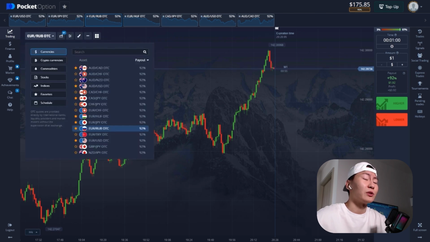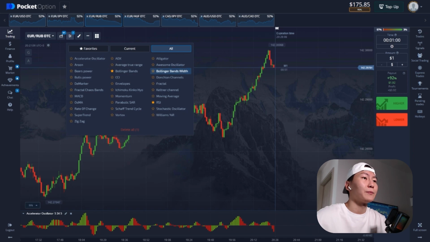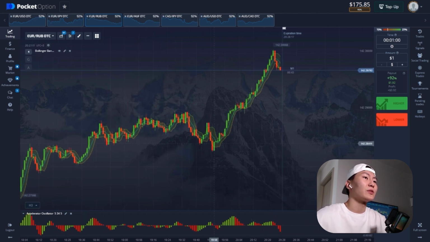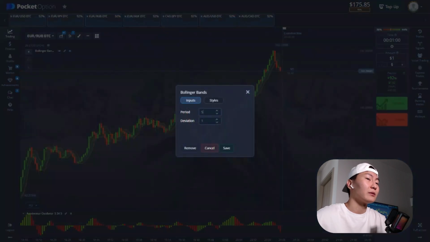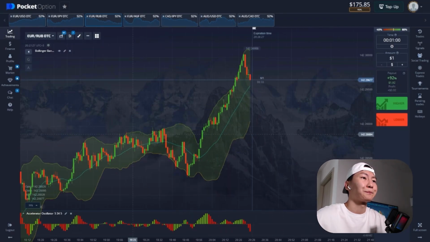We are gonna need only two indicators. The first one is the Accelerator Oscillator, and of course we'd better use one of the channel indicators. For example, let it be the Bollinger Bands. So we need to set the period to 20 and deviation to 2. These are the most reliable settings, especially if you trade on a 1 minute time frame.